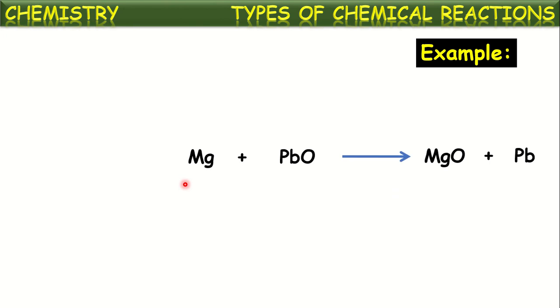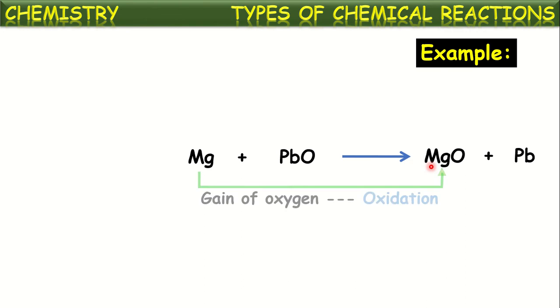See this equation: magnesium plus lead oxide gives magnesium oxide plus lead. In this reaction, if you see in terms of magnesium, initially magnesium has no oxygen. So after the reaction with lead oxide, it gained oxygen. We know the gaining of oxygen is called oxidation. So we can say here magnesium is oxidized to magnesium oxide because it gained oxygen.